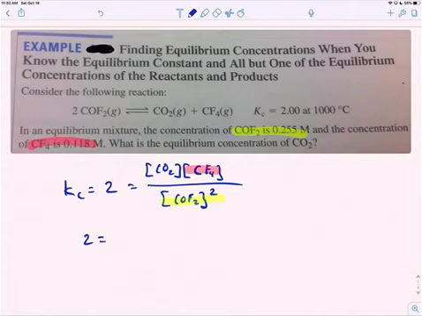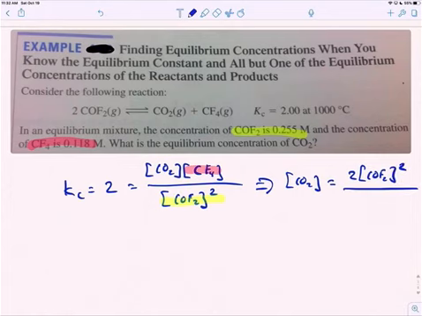The concentration of CO2 is equal to... Actually, maybe I'll just go ahead and solve. I like to do the math first. I should stick to what I do in my procedures. This implies the concentration of CO2 is going to be equal to 2 times COF2 squared all over CF4. Now I'm just using algebra to solve for that, and then you just plug in the numbers.